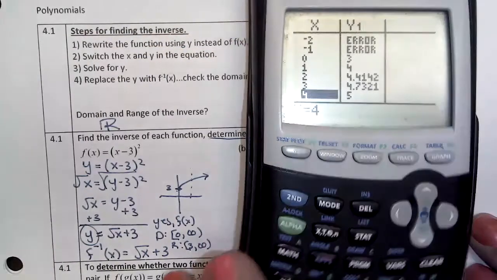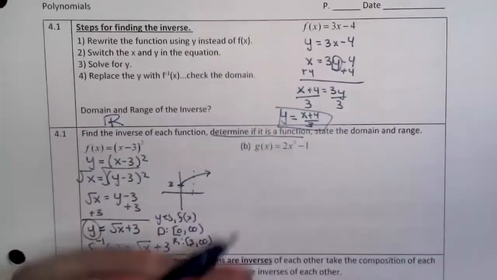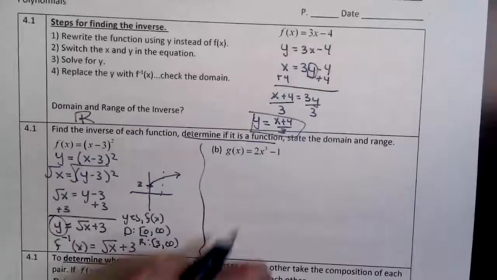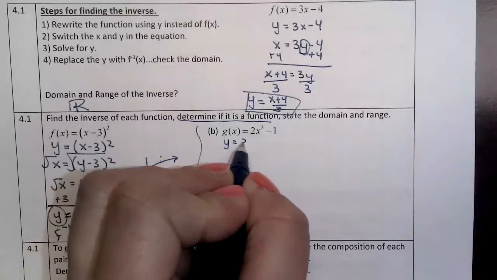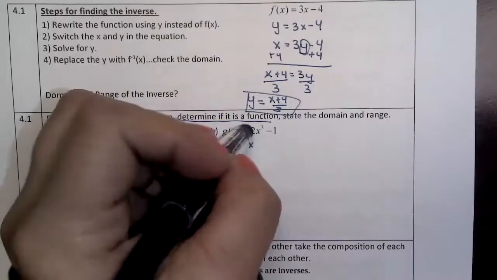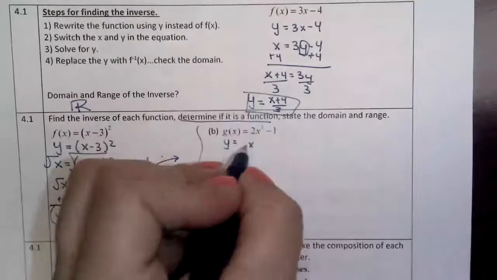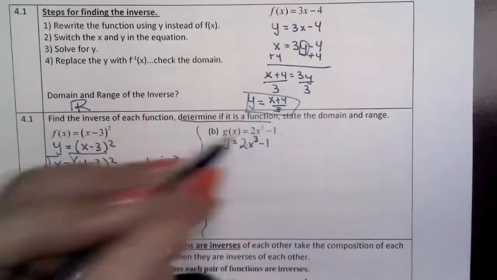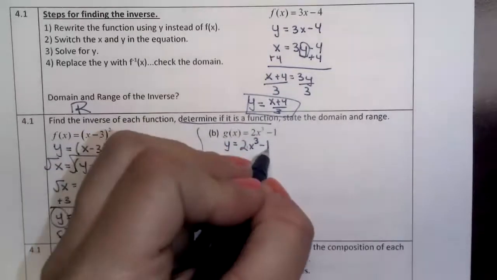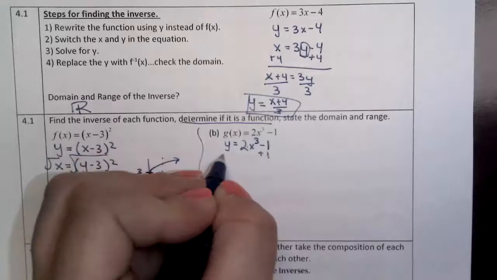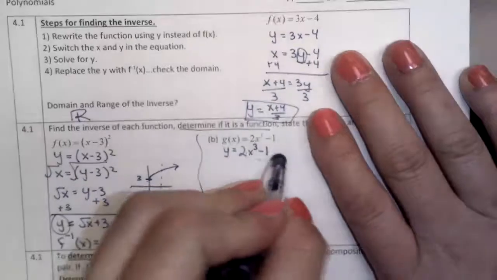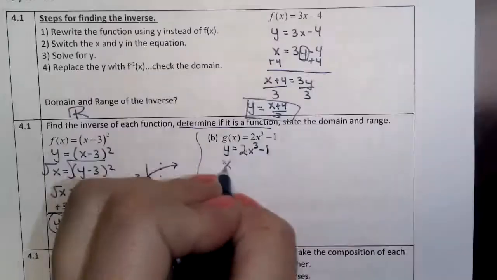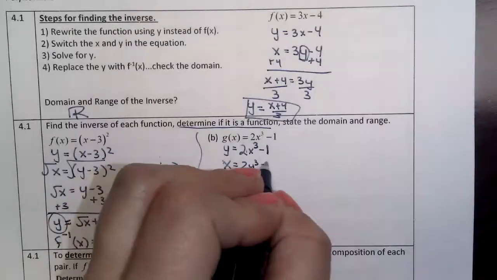Okay. All right. So let's go on ahead and do this next one here. So I'm just going to say y equals 2x to the third minus 1. So now I'm going to add 1 to both sides. Oh, no, what did I forget to do? I didn't change my x and my y here. So y equals 2y to the third minus 1.